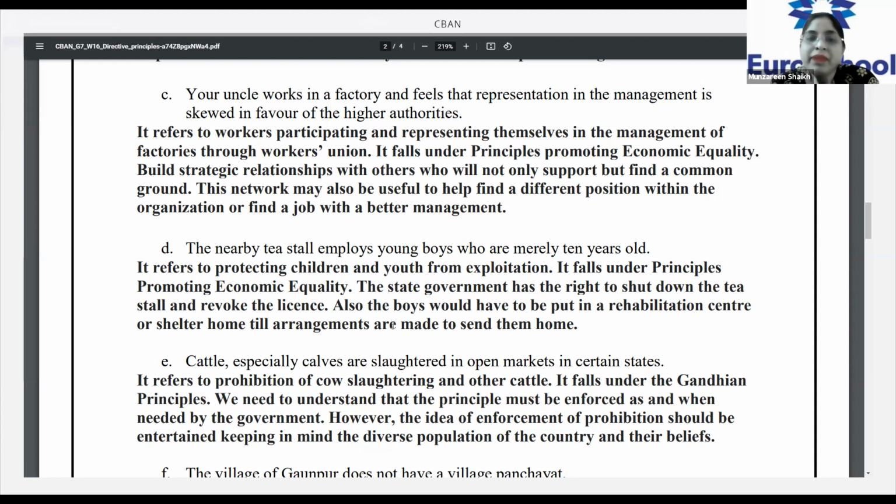Okay, I hope everybody understood till here, children. Yes, ma'am. Everyone understood? Yes, ma'am, understood. Okay, good. Shall we proceed further? Yes, ma'am. Okay, next is cattle.